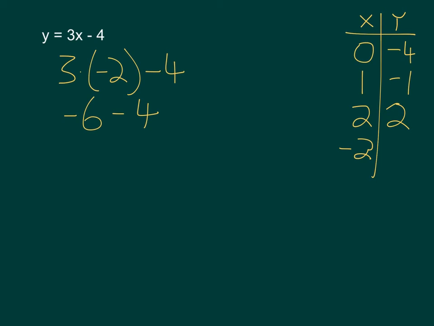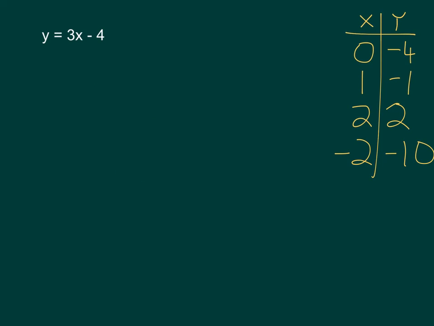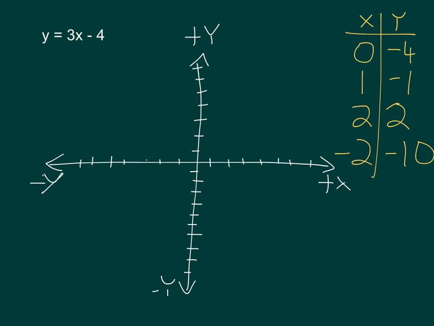And if I start at negative 6 and I go 4 more in the negative direction, I'm going to end up at negative 10. So if I plug in negative 2 for x, I get negative 10 for y. Alright, so now I'm going to graph it. I just drew a little x and y axis. Over here I have the positive x. On the opposite side I have negative x. If I go up, I'm going positive y. If I go down, I'm going negative y.